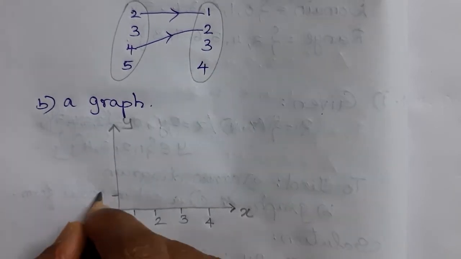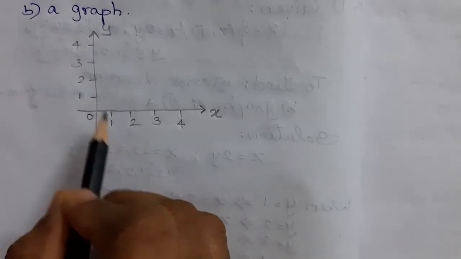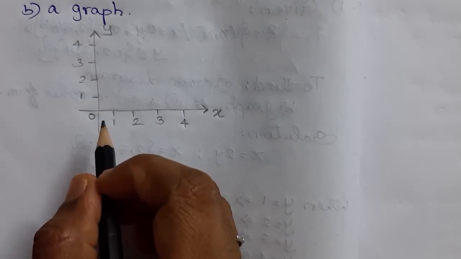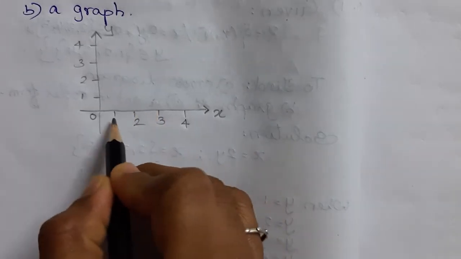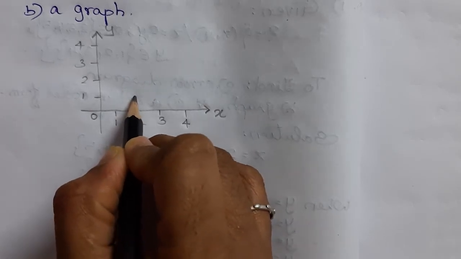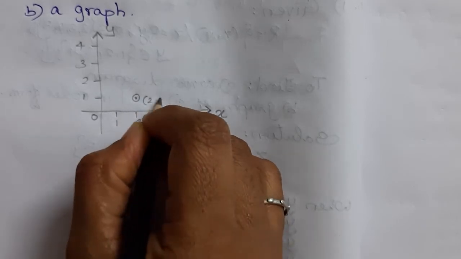Then 1, 2, 3, 4. We have drawn the x and y axis. Now we have to plot the points. That is, the relation says that (2, 1) and (4, 2) are the two ordered pairs given here. So for (2, 1), the value of x is 2 and the value of y is 1. So just keep a dot here. If you want, put a circle and write it as (2, 1).